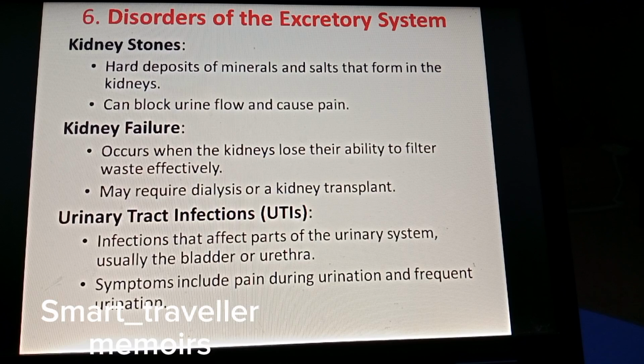Dialysis involves cleaning of the blood. Urinary tract infections affect parts of the urinary system, usually the bladder or urethra, and the symptoms include pain during urination and frequent urination.